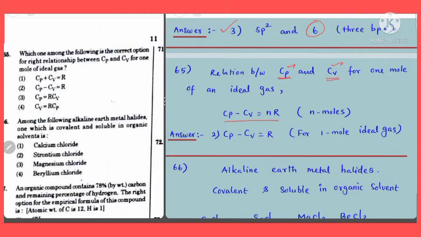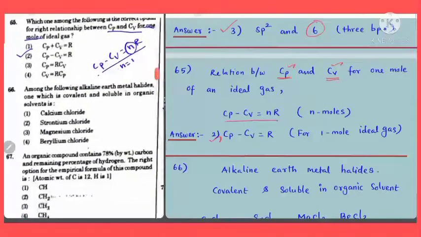But here the question is, what is the relation between Cp and Cv for 1 mole of an ideal gas? The exact relation is Cp minus Cv equal to nR. You are given n equal to 1, so in place of n you are supposed to substitute 1. Therefore the relation between Cp and Cv is Cp minus Cv equal to R. So the correct answer is option 2. This question comes from the thermodynamics lesson.